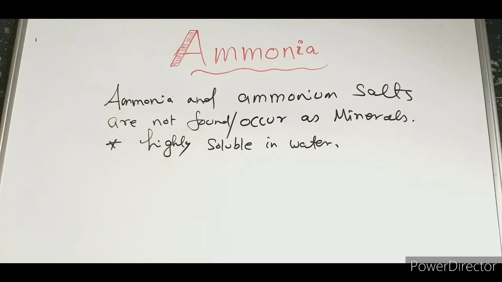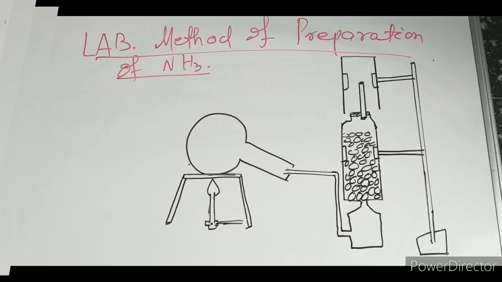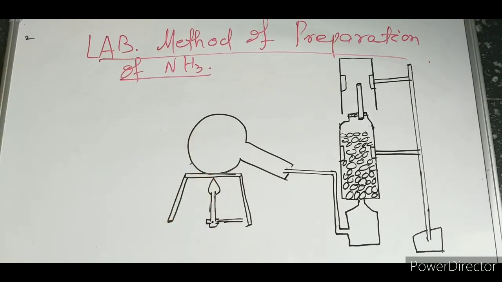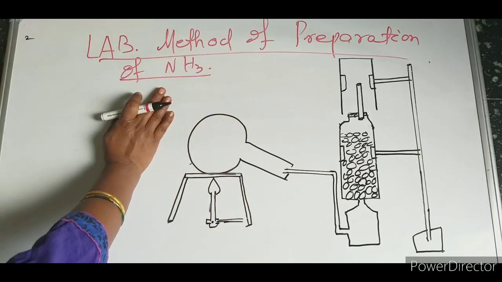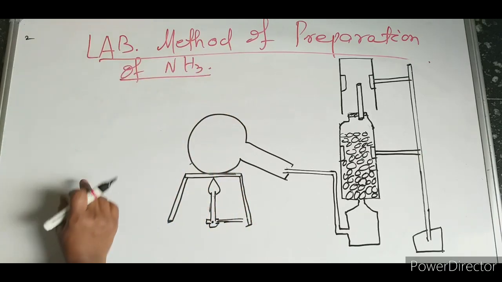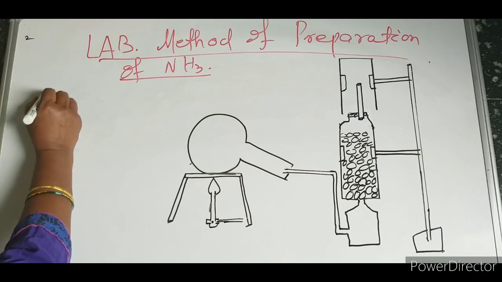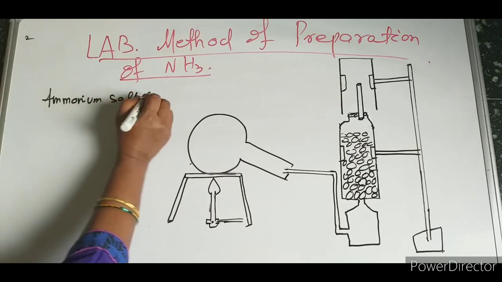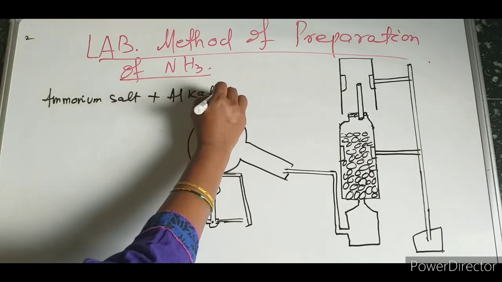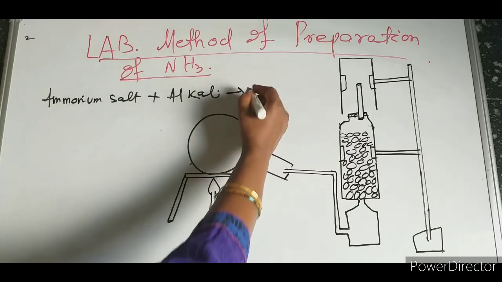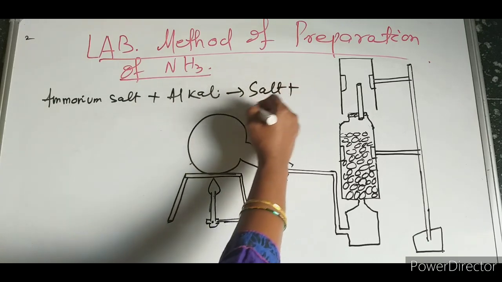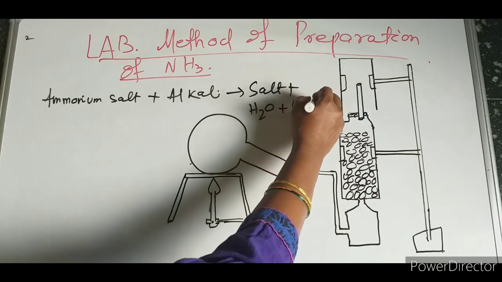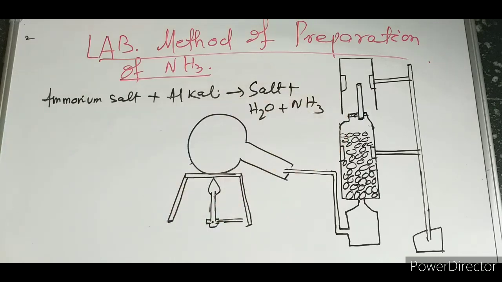Now we will go for the preparation of ammonia. Let us see how ammonia is prepared in the laboratory. What reactants should be taken? Any ammonium salt plus alkali gives salt plus water plus ammonia. Now let us see which ammonium salt should be taken.